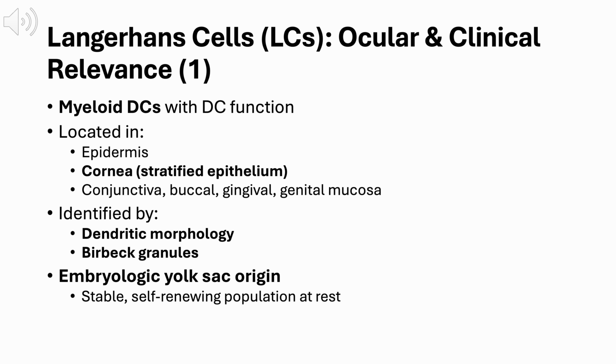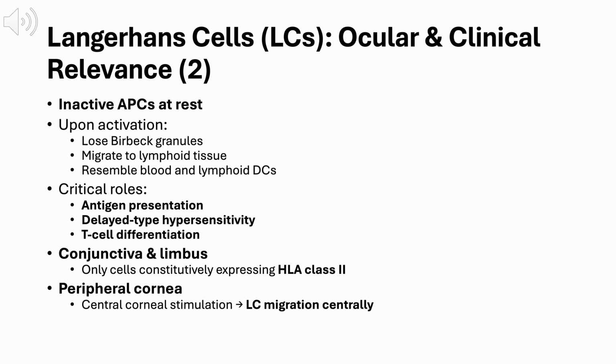Under resting conditions, they form a stable, self-renewing population that continuously surveys the ocular surface for foreign antigens and tissue injury. At rest, Langerhans cells function as relatively inactive antigen-presenting cells. Once activated by infection or tissue injury, they lose their characteristic Birbeck granules, migrate toward lymphoid tissue, and begin to resemble other activated dendritic cell populations. Their major functions include antigen presentation, promotion of delayed type hypersensitivity, and directing T cell differentiation.